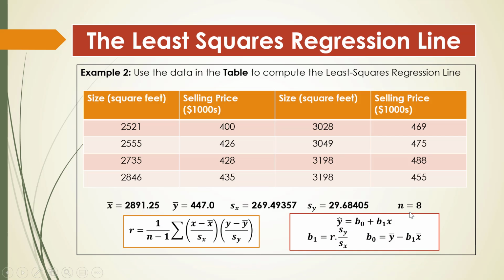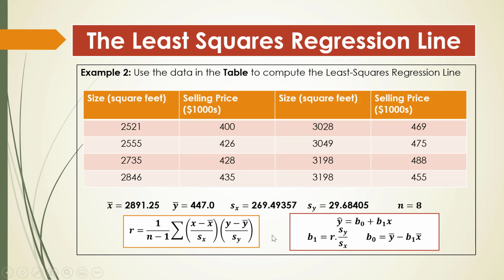And some formulas here. R is equal to 1 over n minus 1 summation of x minus x bar over sx times y minus y bar over sy. And y hat is the predicted value. y hat is equal to b naught plus b1x. This is the linear regression line, the least square regression line. And b1 is r times sy over sx. b naught is y bar subtract b1 x bar.